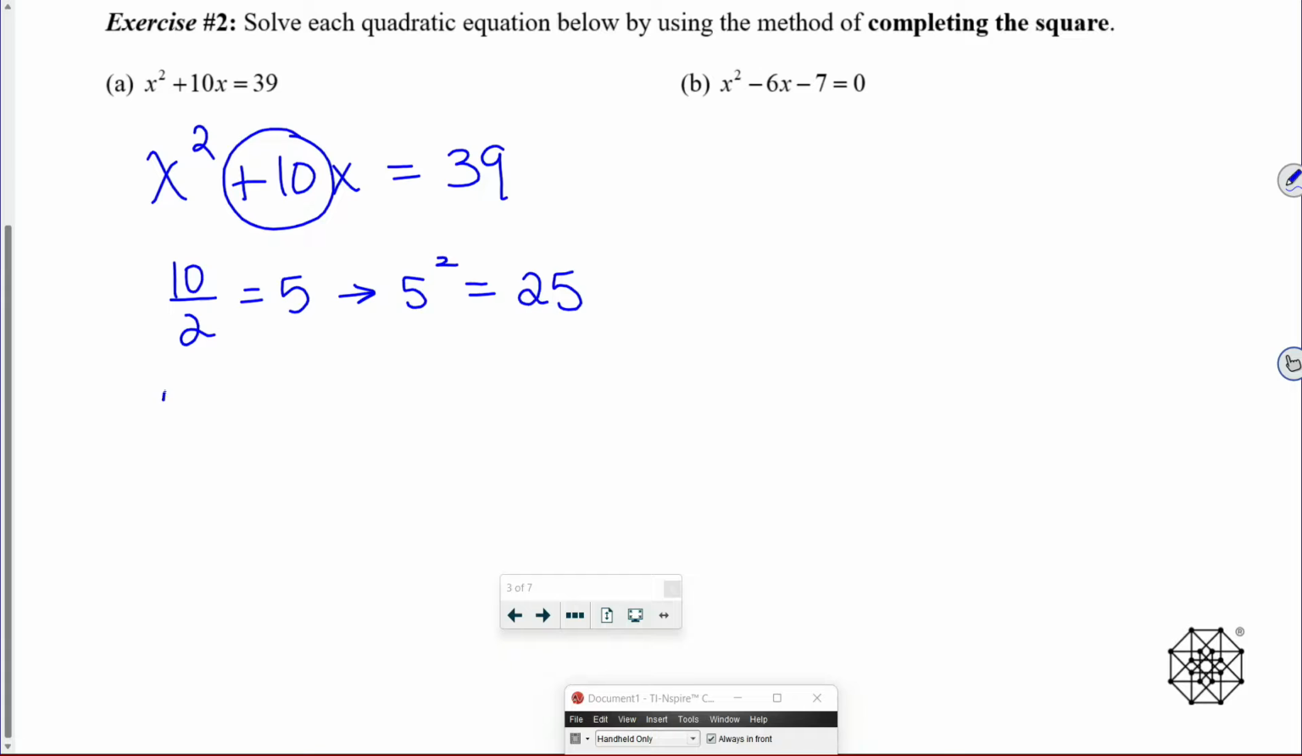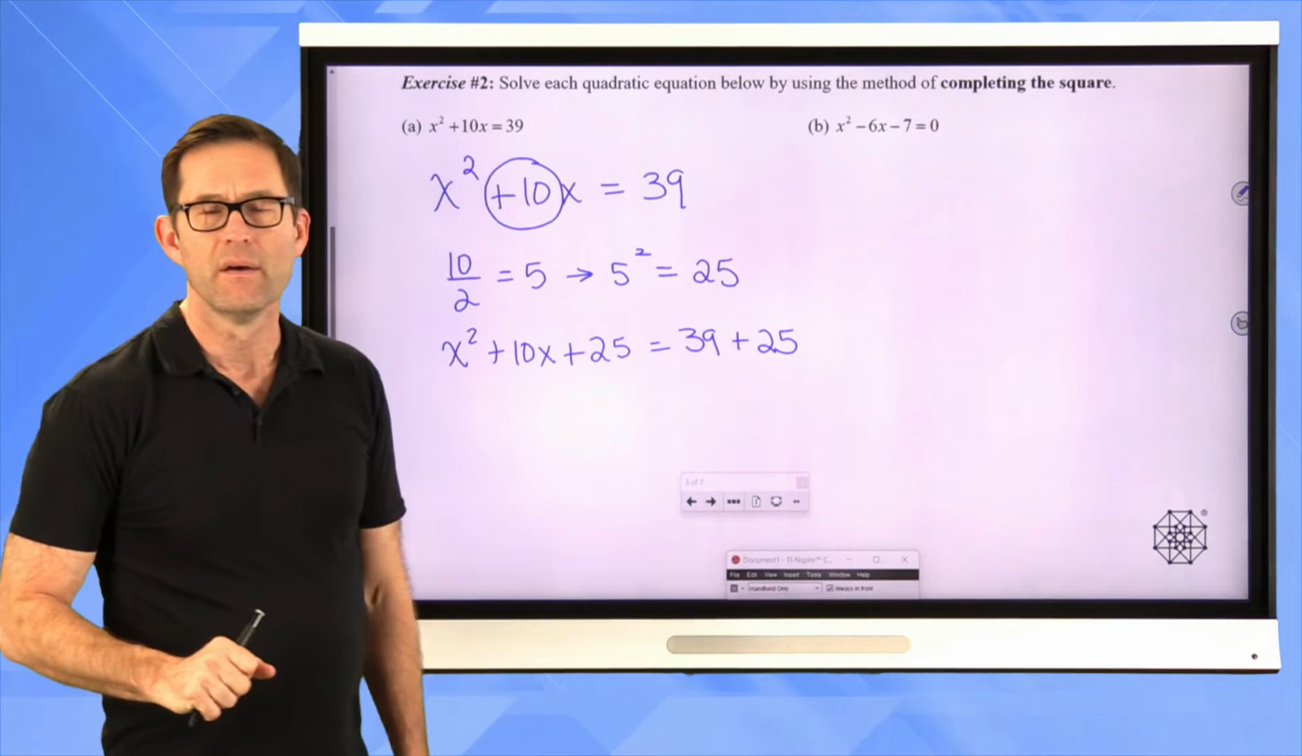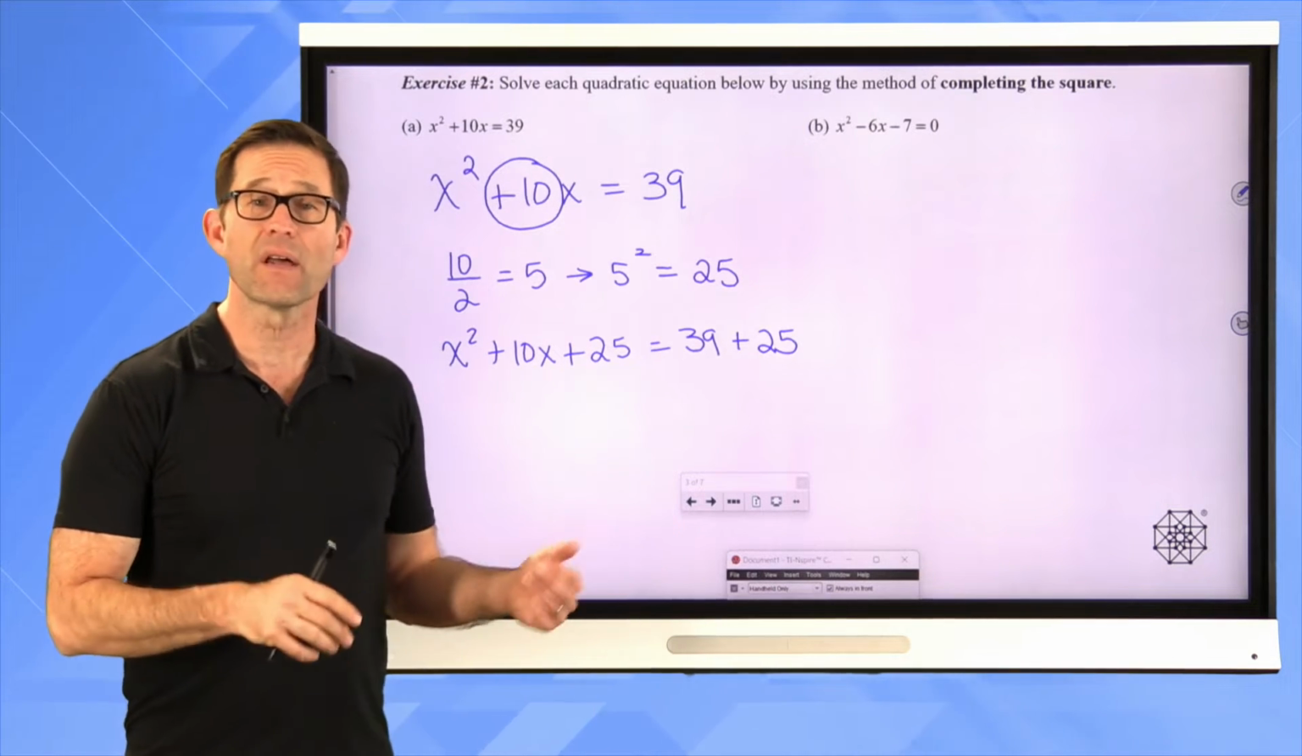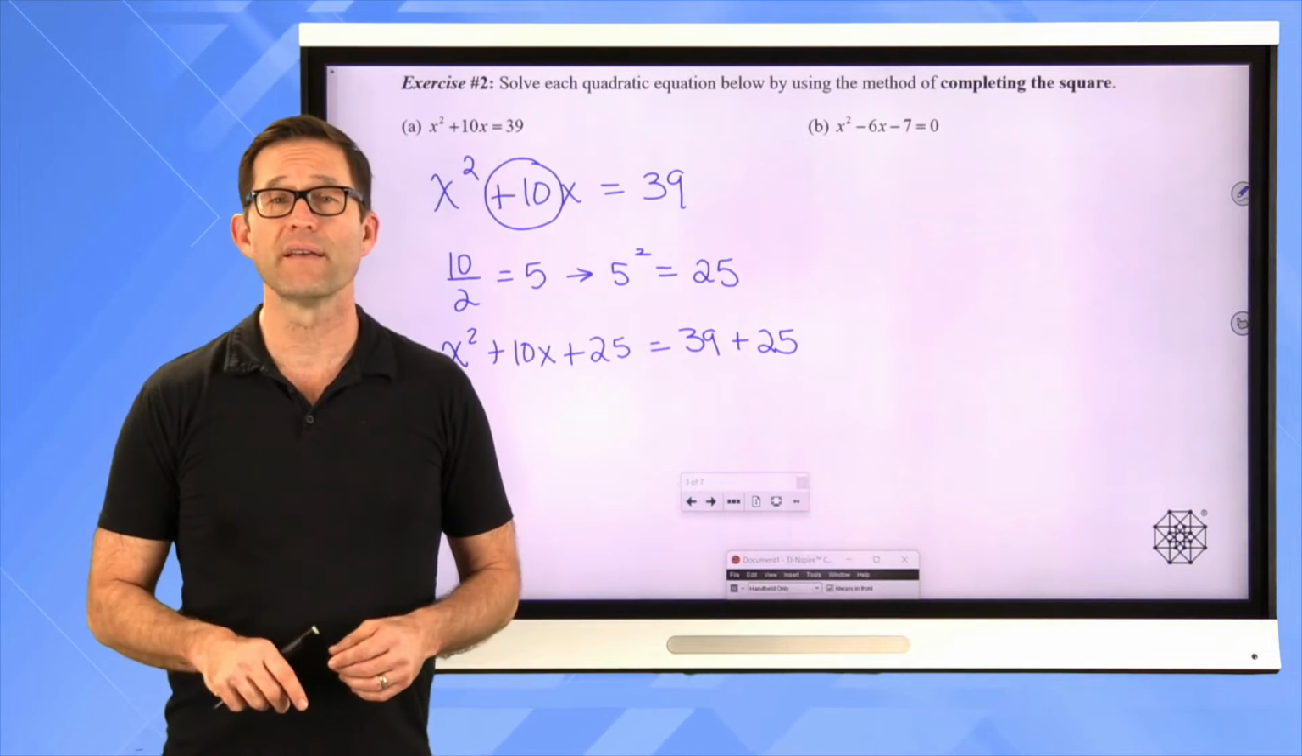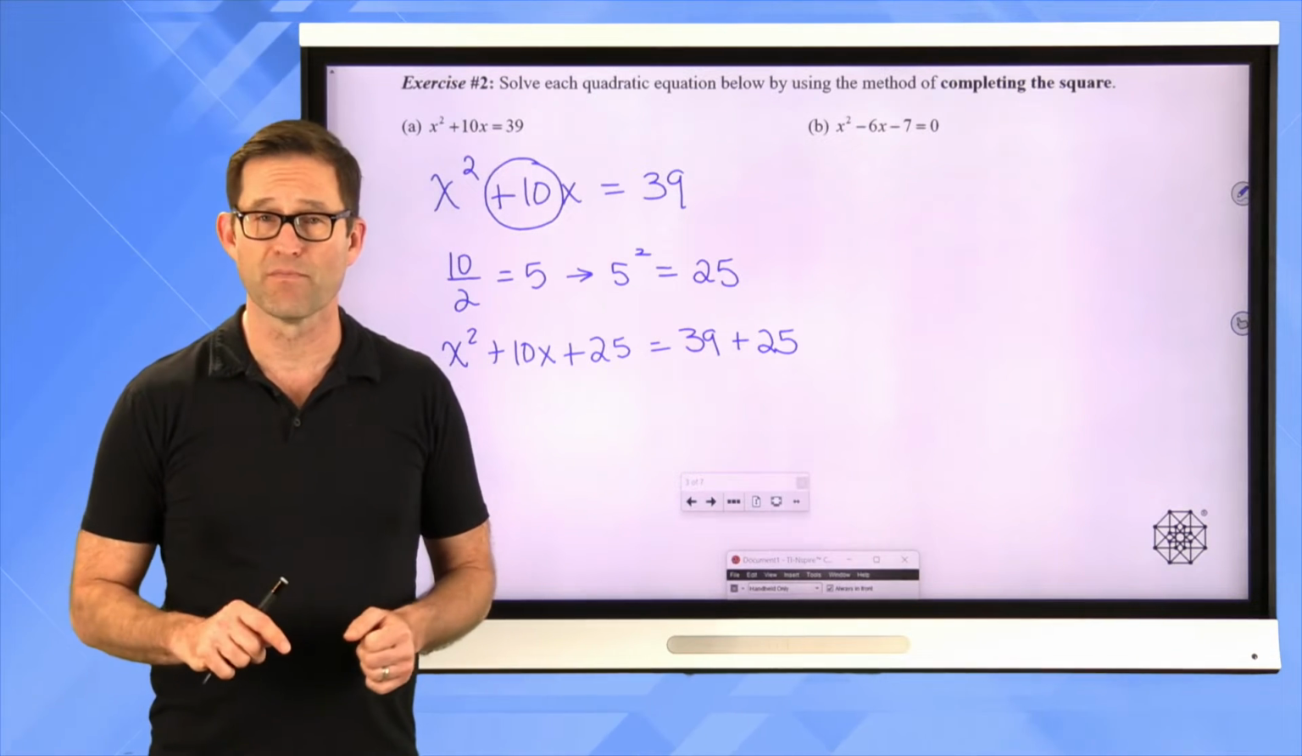All right? So we're going to have x squared plus 10x plus 25 is equal to 39 plus 25. Obviously, if we add something to the left side of the equation, we must add it to the right-hand side of the equation to simply have the equation balance.